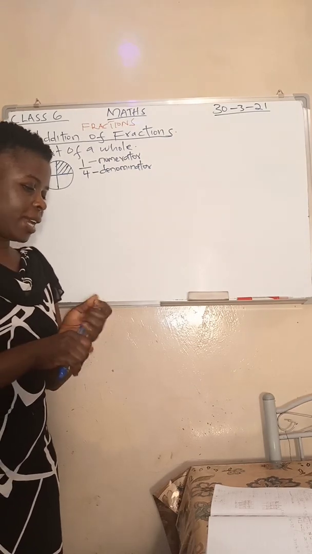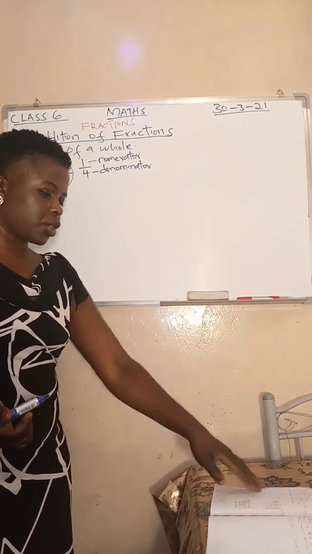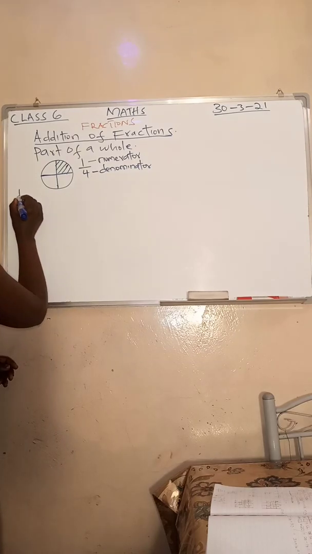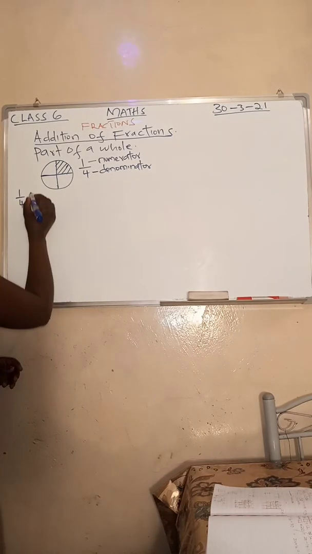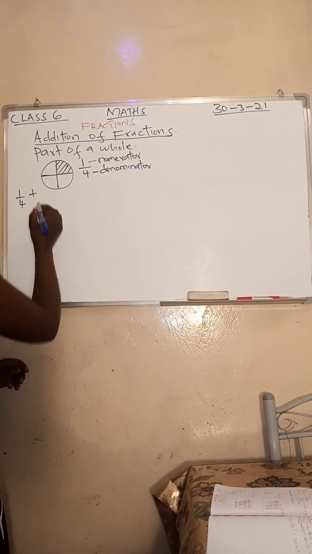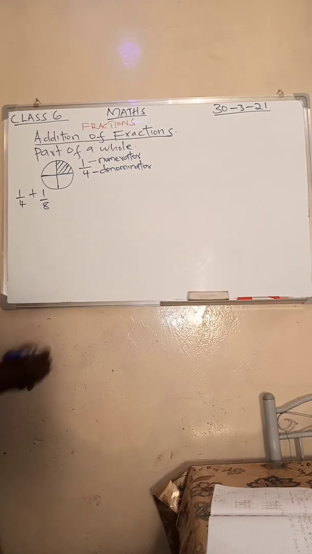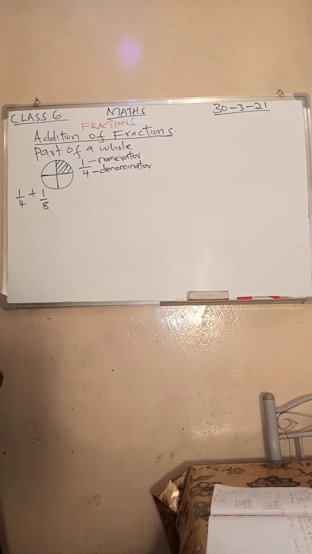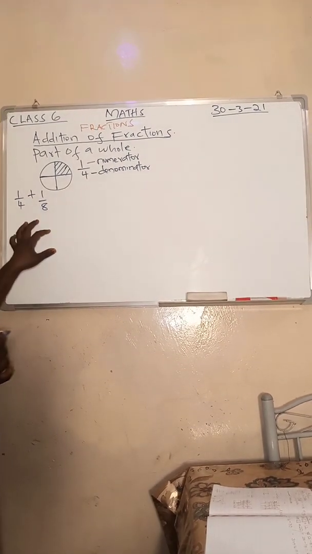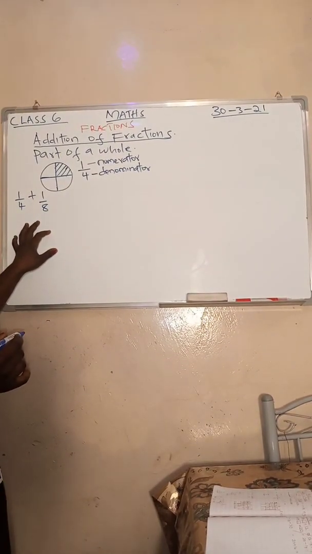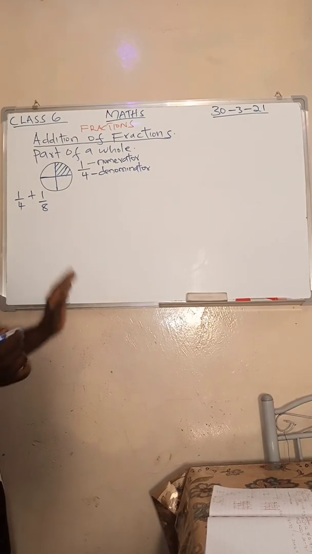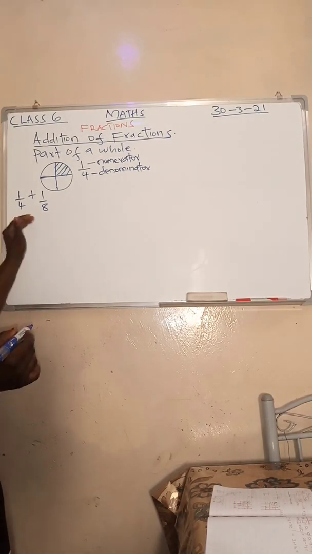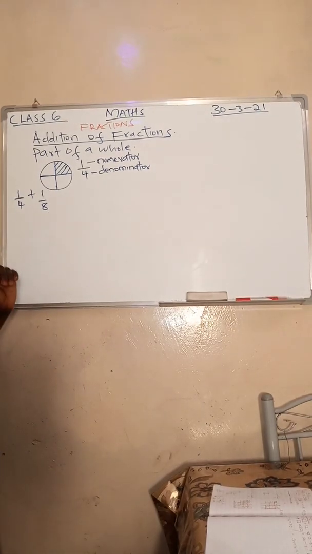So how do we add fractions? For example, I'm given a fraction 1 over 4. I'm supposed to add it to 1 over 8. So these are 2 different fractions and you are supposed to add them together. So what do we do? The number one thing you are supposed to do is to look at your denominators. And which are our denominators here? It is 4 and 8. Now what do we do with them?